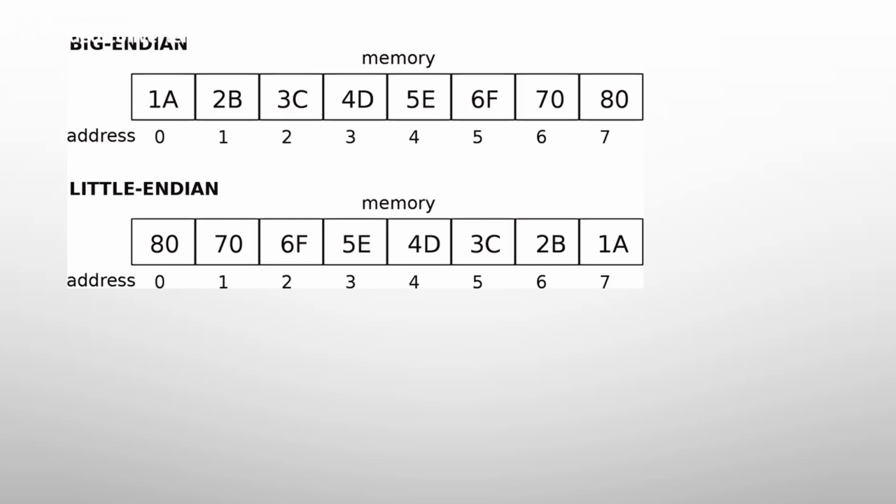So in the case of Little Endian scheme, lower byte addresses are used for least significant, that is rightmost, bytes of the word. So this kind of memory organization can be used in Intel processors. Here, lower address contains lower order bytes of data.